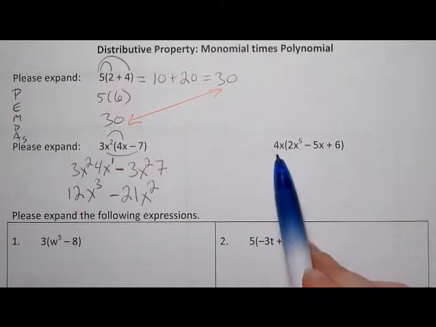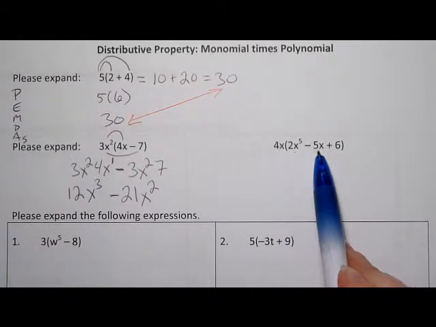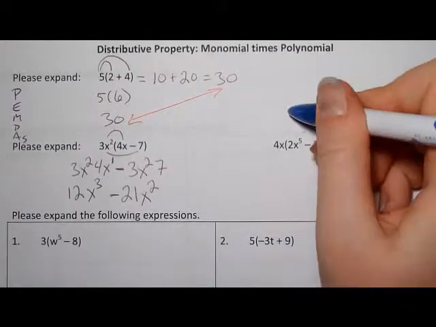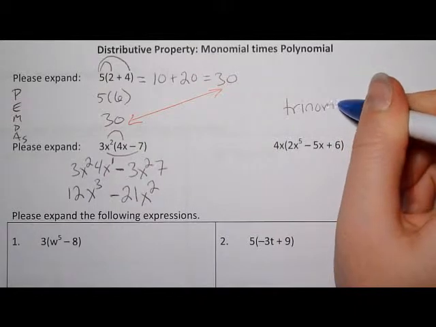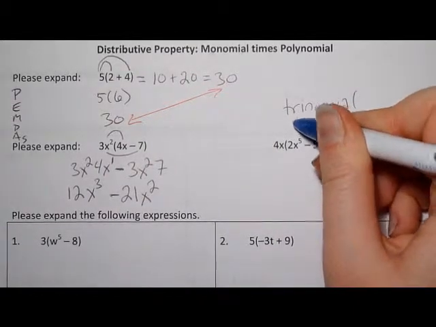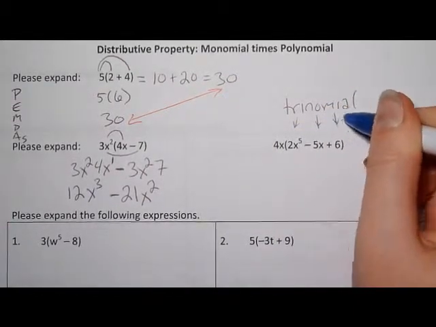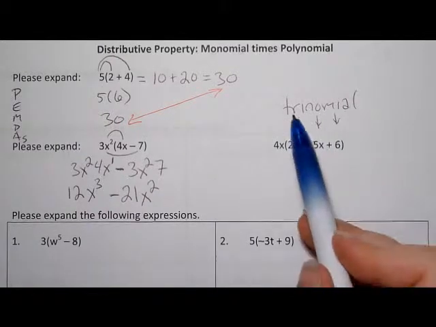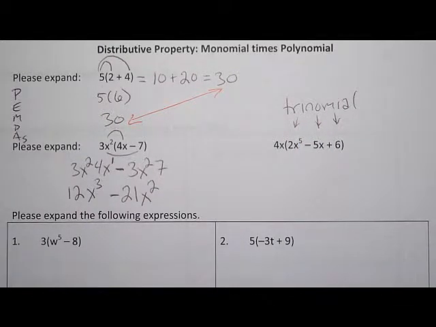Now here I have a monomial times a trinomial. This is called a trinomial because there are 1, 2, 3 terms. Tri stands for 3, like a tricycle.